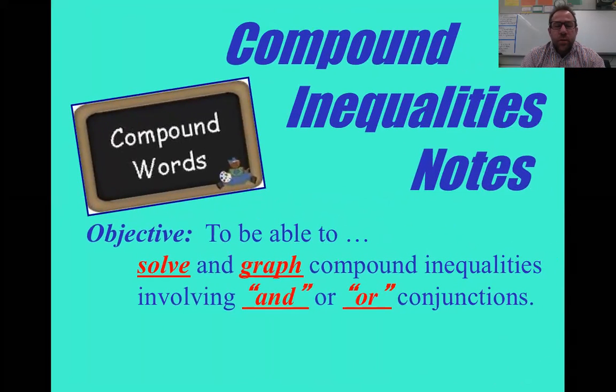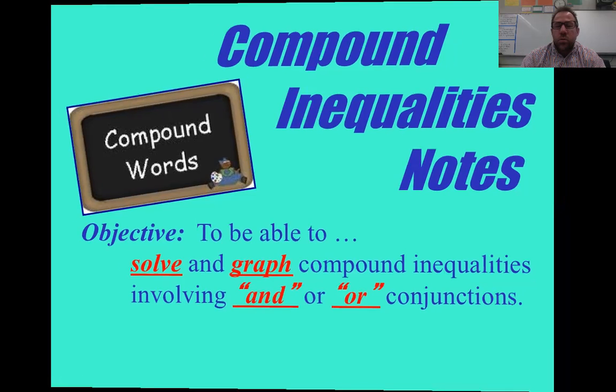All right, so our objective is to solve and graph compound inequalities involving the words and or the word or, and those are called conjunctions. Okay, so the word compound, like compound words, we started learning about compound words back in about first grade. And we started learning about conjunctions, hopefully around first or second grade. So those two concepts are going to be impactful in today's lesson. So here we go. We'll do a little review.